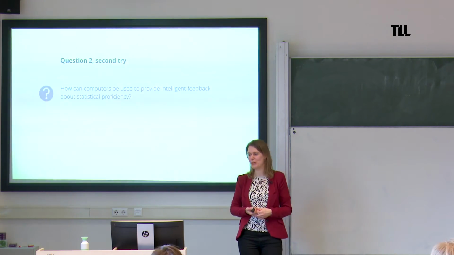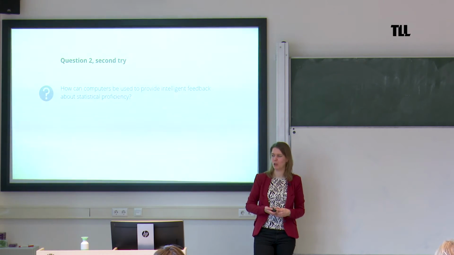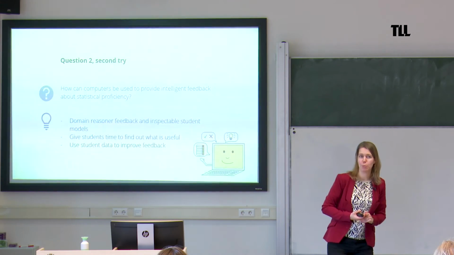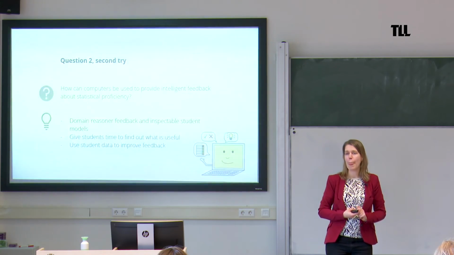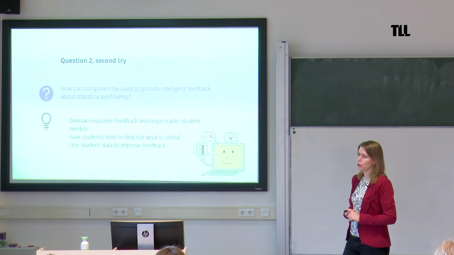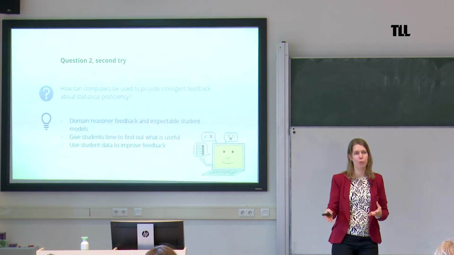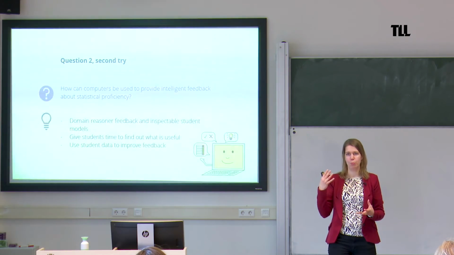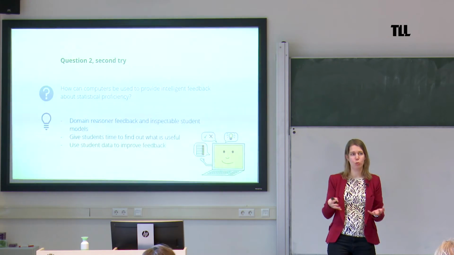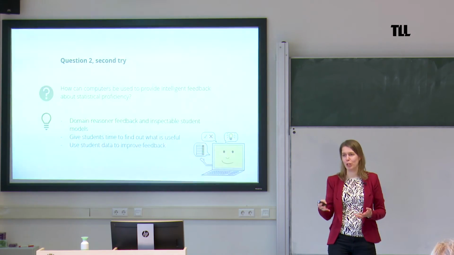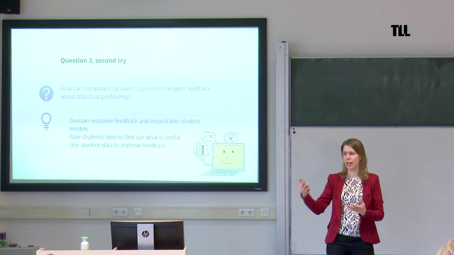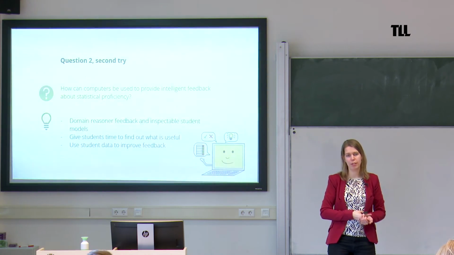How can computers be used to provide intelligent feedback about statistical proficiency? I do believe that providing both the domain reasoner feedback and the inspectable student models is useful, but I do also believe that students really need to be given time to find out what is useful for them individually. They need to be given guidance on how to use both feedback types. They should be given opportunities to use the information from the student models in selecting appropriate subsequent tasks.